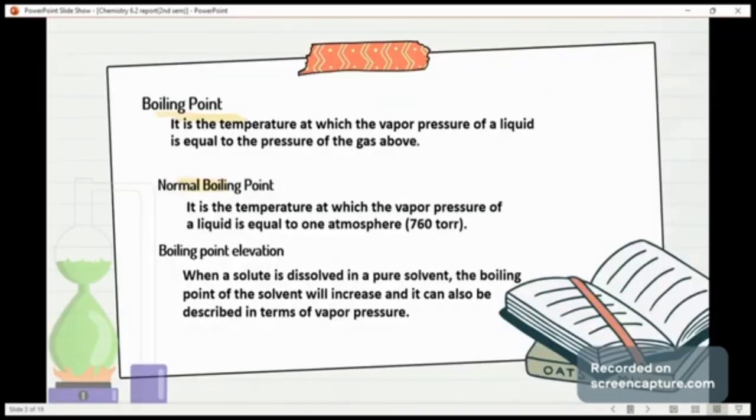We define first what the boiling point is. Boiling point is the temperature at which the vapor pressure of a liquid is equal to the pressure of the gas above. There are two main points about boiling point, which are the normal boiling point and boiling point elevation. Normal boiling point is the temperature at which the vapor pressure of a liquid is equal to 1 atmosphere, or 760 torr. Boiling point elevation is when a solute is dissolved in a pure solvent, the boiling point of the solvent will increase, and it can also be described in terms of vapor pressure.